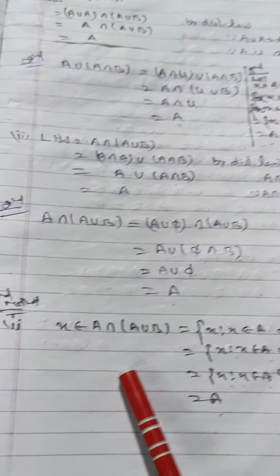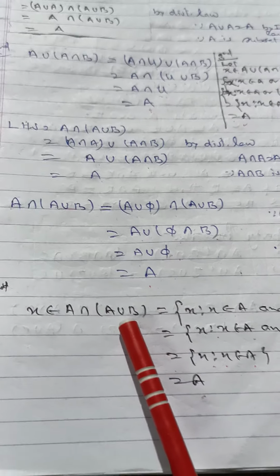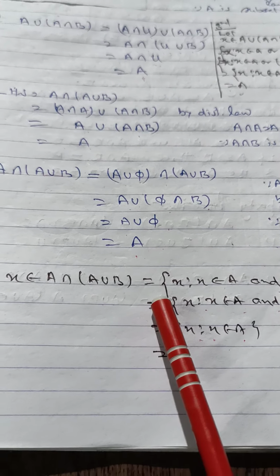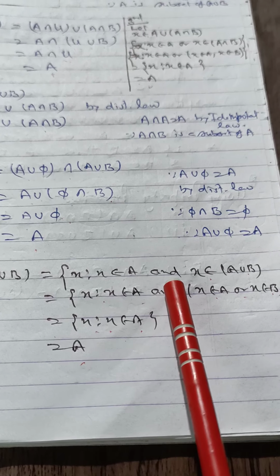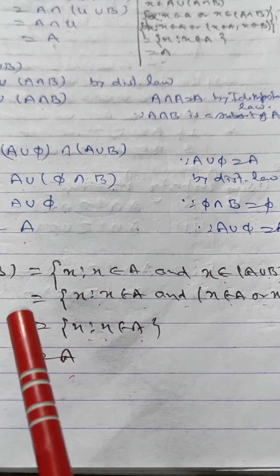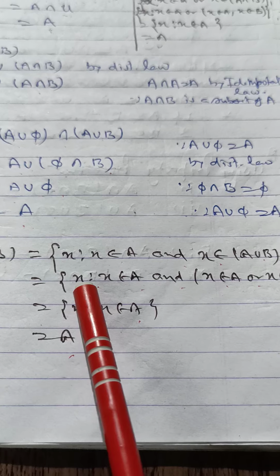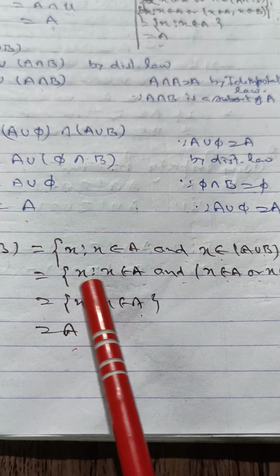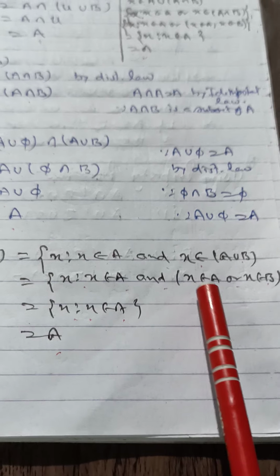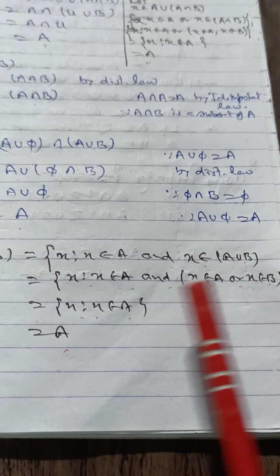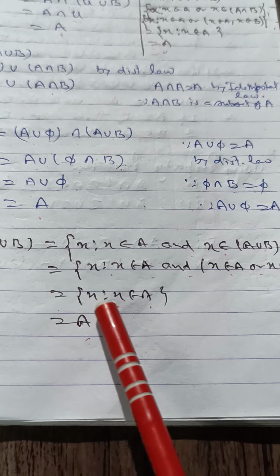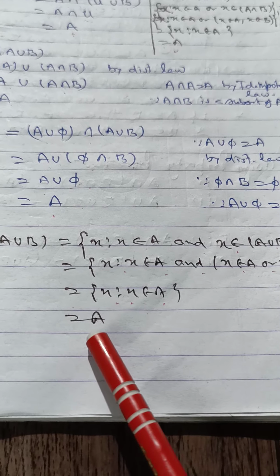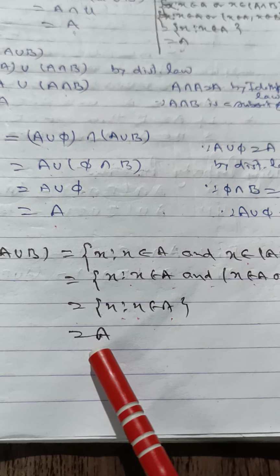And third way, x belongs to A intersection (A union B) is equal to the set of all x such that x belongs to A and x belongs to A union B. And this is equal to the set of all x such that x belongs to A and x belongs to A or x belongs to B. And this is equal to the set of all those elements x such that x belongs to A, and this is equal to A. Okay.